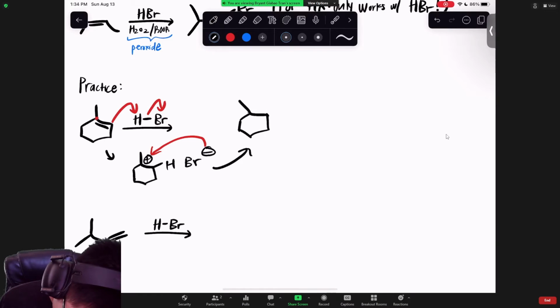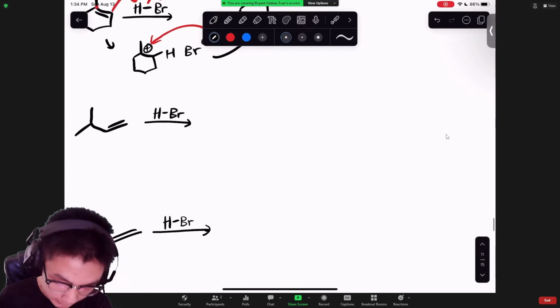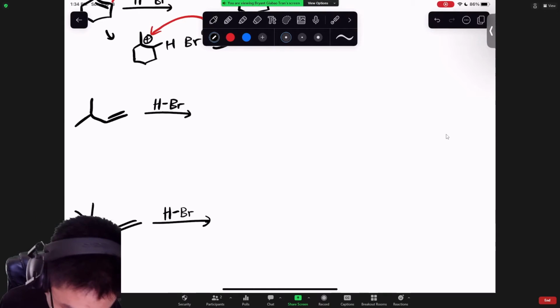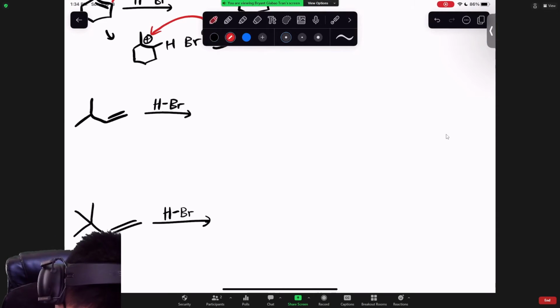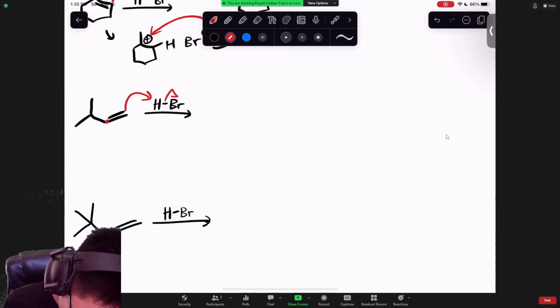And then we get our final products here. So now let's go over a tricky problem here. We see that this carbocation is going to be more stable than the other carbocation, which means that the other side of the alkene is going to attack that hydrogen, kick out the bromine.